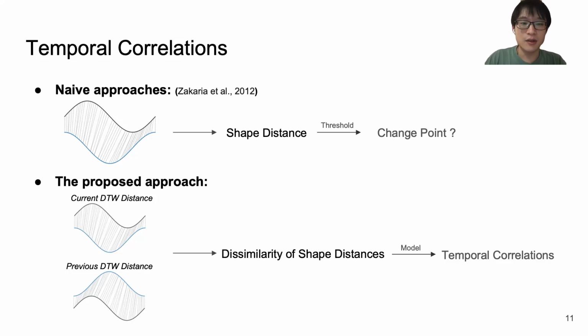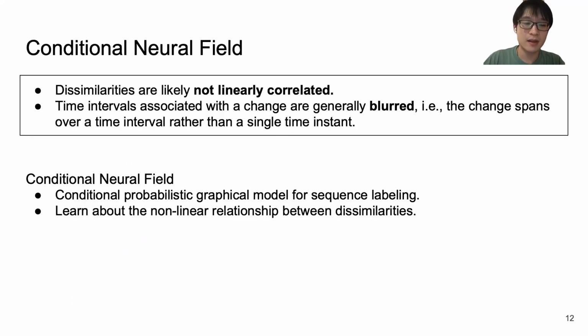Specifically, we not only calculate the current DTW distance, we also calculate the previous DTW distance and try to extract the dissimilarity of these two shape distances. By doing so, we can model the temporal correlations of these segments later. This process helps ShapeCF adapt to the dynamics and complexity of the data generation process in human activity. And now we get the shape-based features.